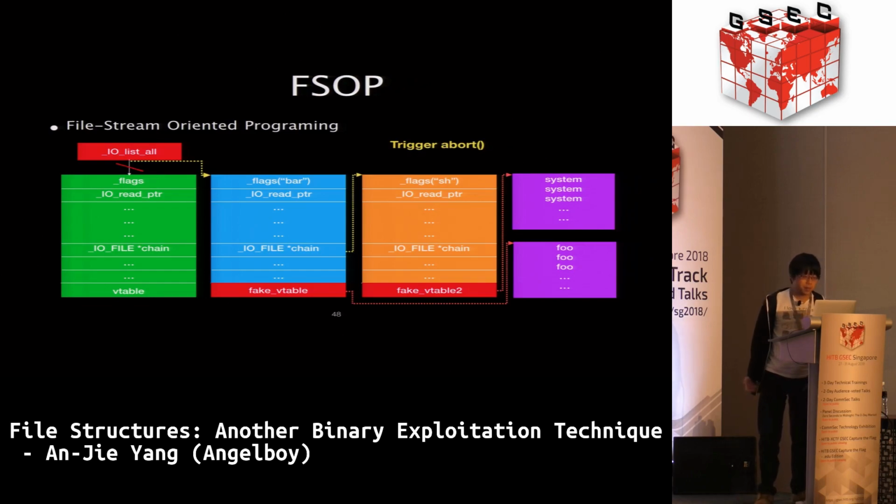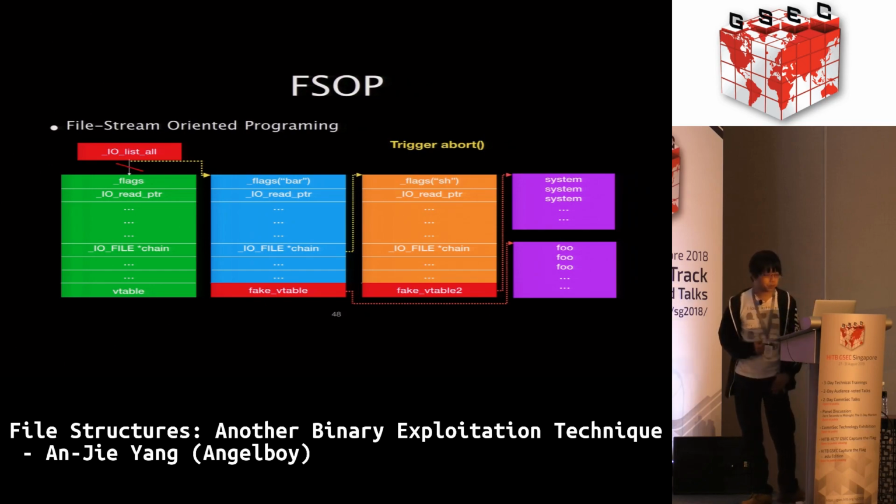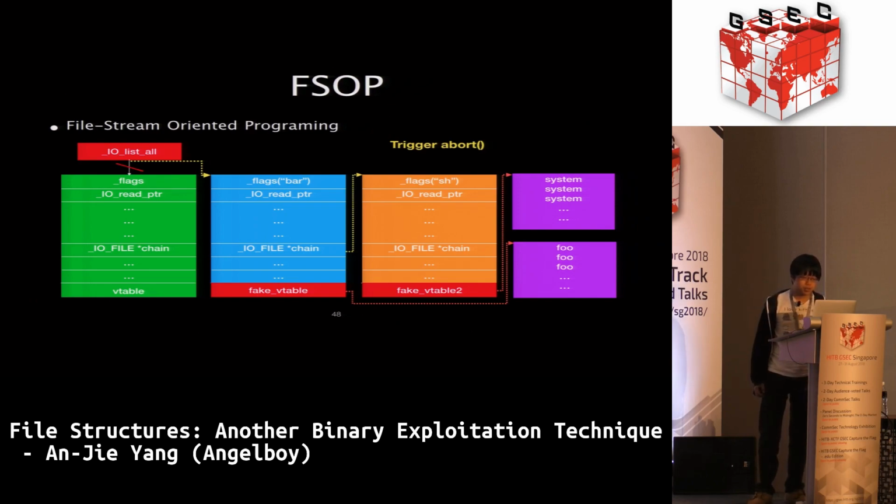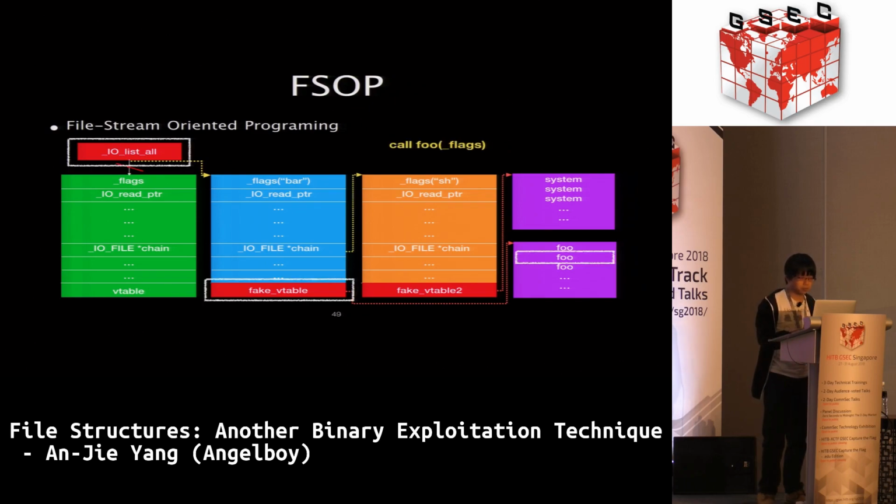When memory corruption happens, we can override it with our buffer address, which we can control, and then trigger abort or exit. It will try to flush all file streams in the linked list. As shown in the diagram, if the condition is satisfied, it will call the FO function in our fake vtable. The parameter of the function is the this pointer, which points to itself.